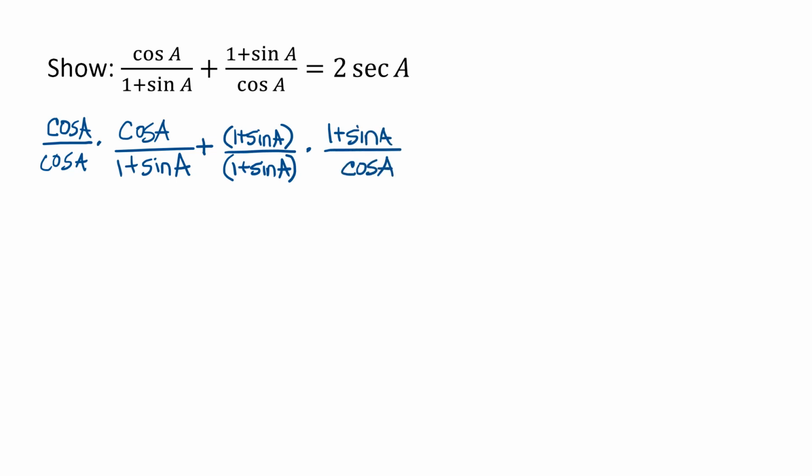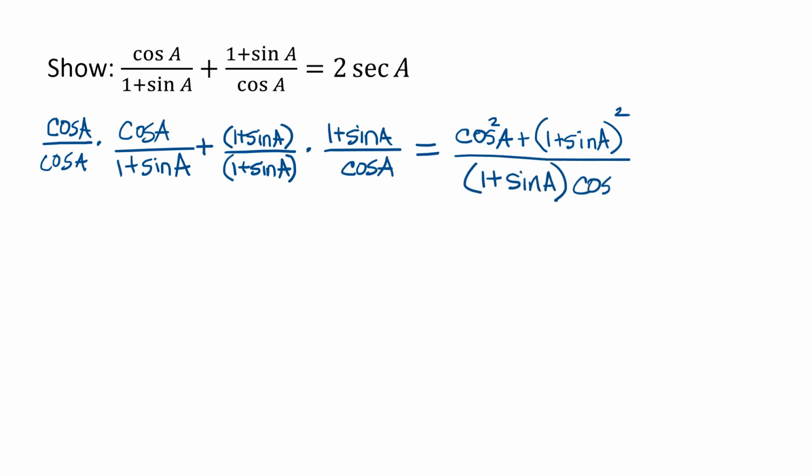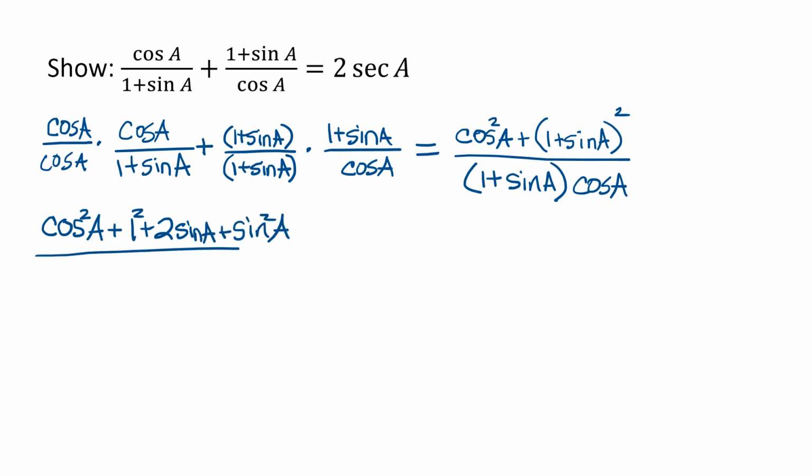All right, so now I can add those two fractions together, and I will get cosine squared A plus 1 plus sine A quantity squared over 1 plus sine A times cosine A. Next, I am going to go ahead and multiply out 1 plus sine A quantity squared. So I've got my cosine squared A. Now I'm multiplying out that second term up there and leaving the denominator the way it is.